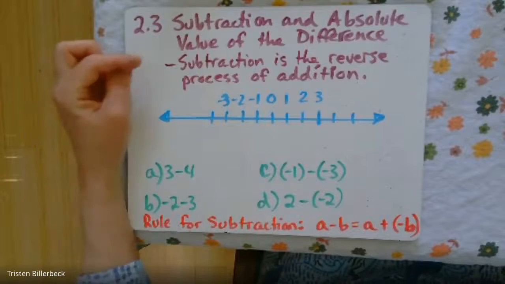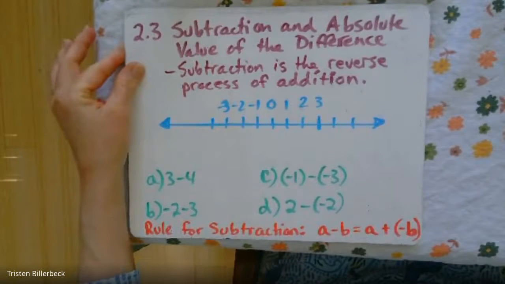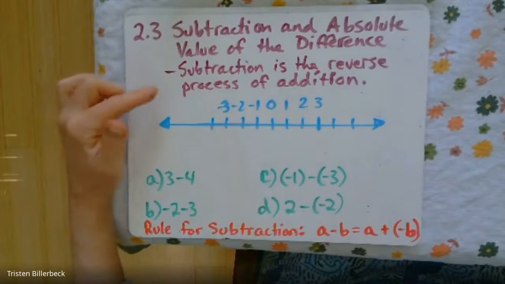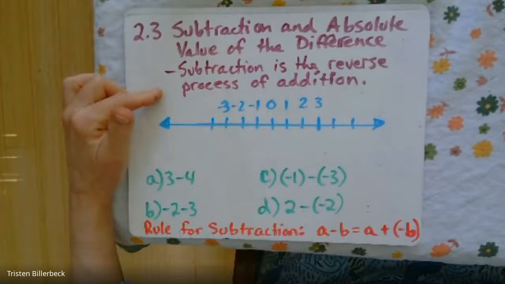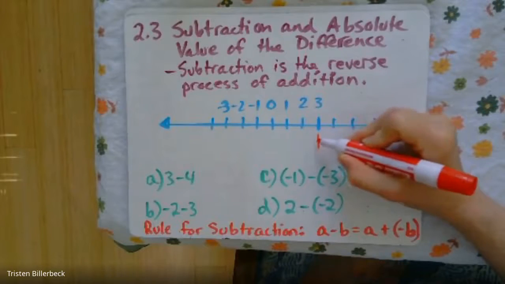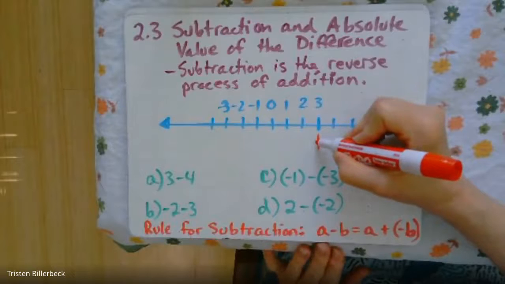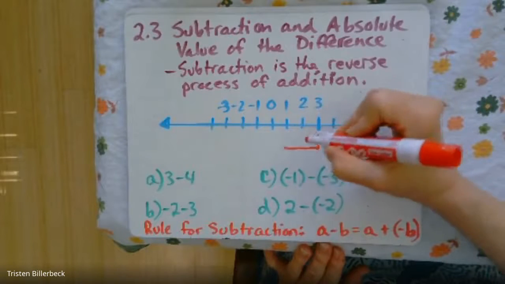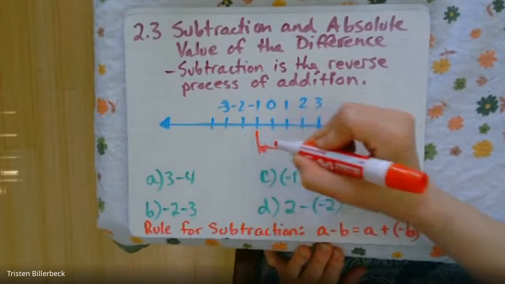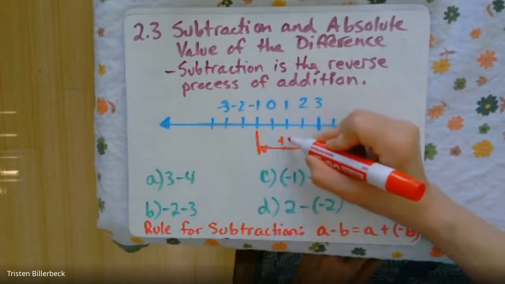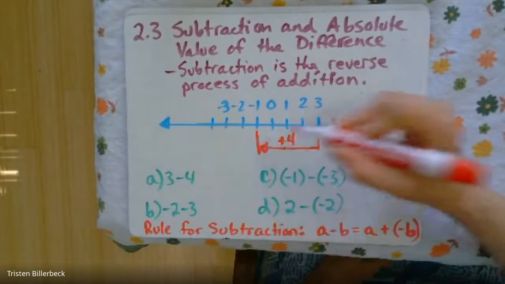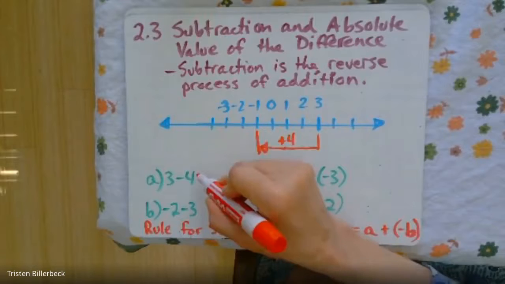Billerbeck, and we are going to talk about section 2.3, subtraction and absolute value of the difference. So subtraction is the reverse process of addition. If I'm starting at 3 and I'm subtracting a positive 4, I'm going to go this direction, 1, 2, 3, 4, and get to -1. So this is a positive 4, but it's going in the minus, or the negative, direction.